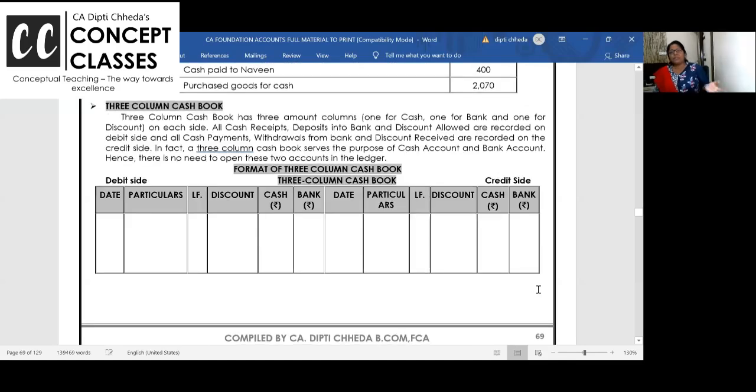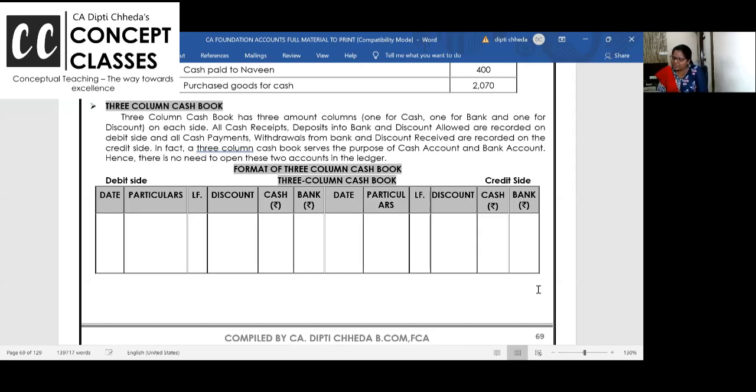Shall we go for the triple column then? Yeah. Triple column, one more column. Along with discount allowed and cash, you have a bank column also. 3 columns, one for cash, one for bank, one for discount on each side.